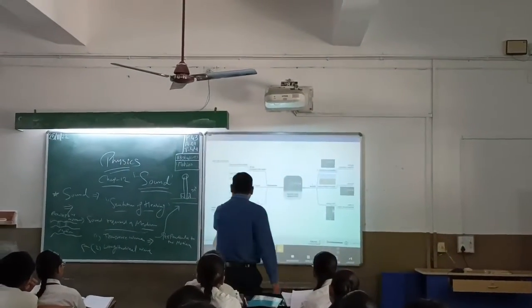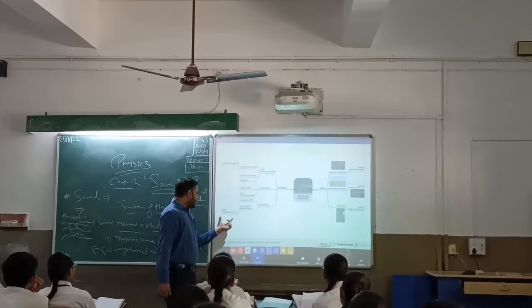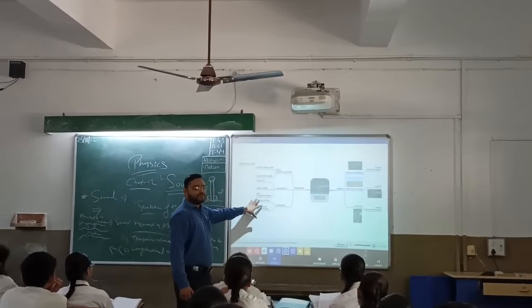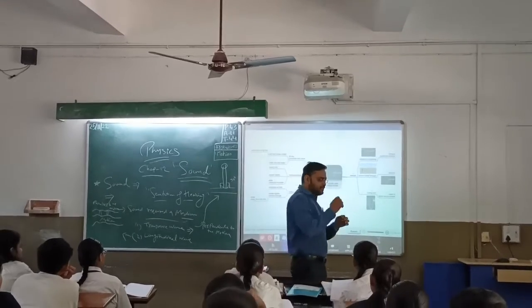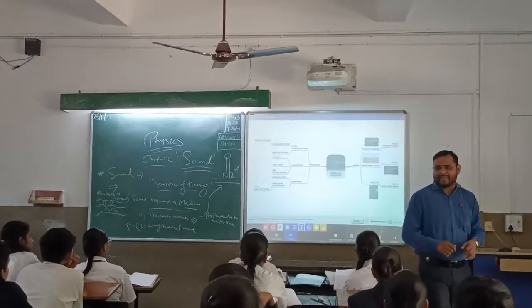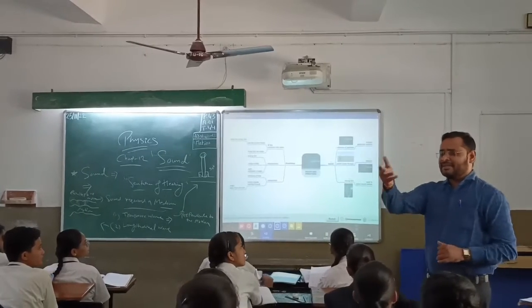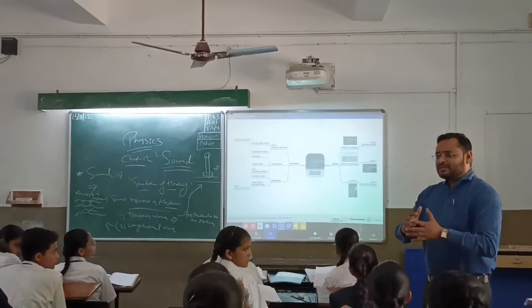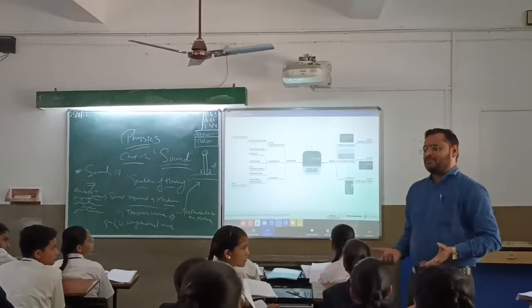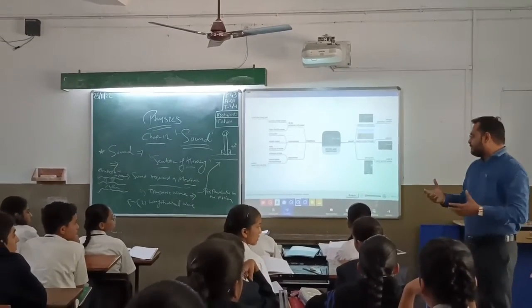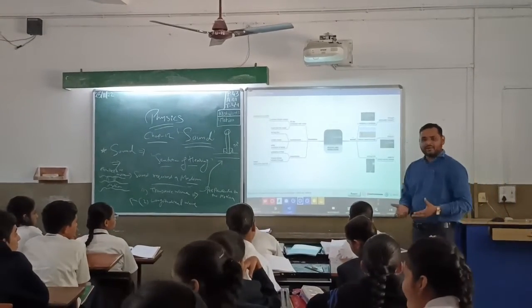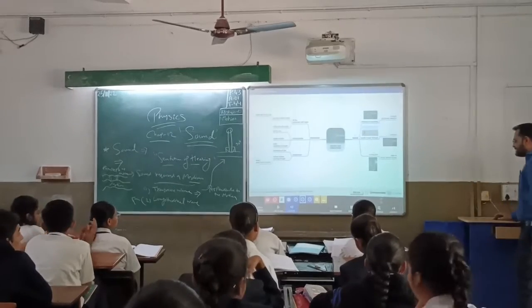Then creating ripples moving through the water away from the fork. That is the observation. What is the observation? Suppose a tuning fork is vibrating and you put it inside the water, then what happened? Creating vibrations, propagation of the waves, generating the waves, generating the propagation of the sounds. Got it? Now see the next.